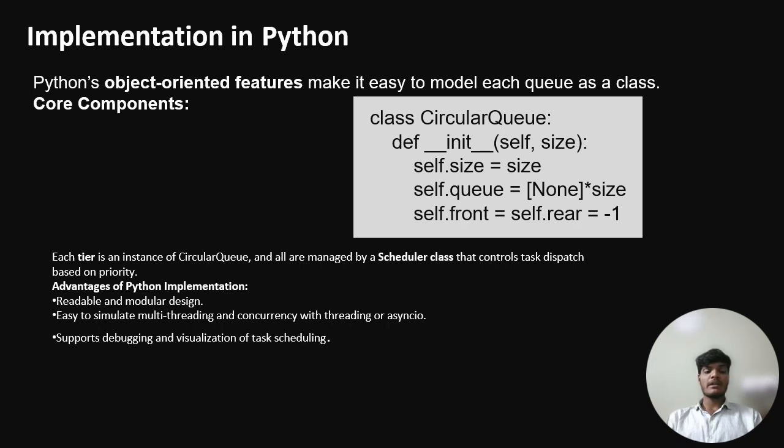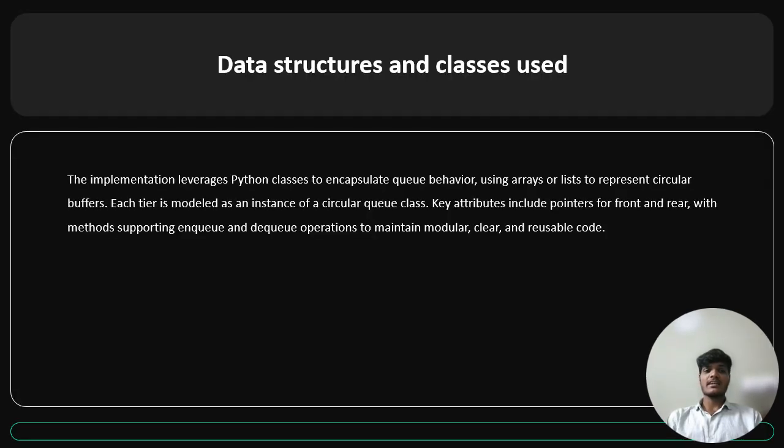Advantages of Python implementation: readable and modular design, and it is easy to simulate multi-threading and concurrency with the threading module. It also supports debugging and visualization of task scheduling. So these are some of the advantages of the Python implementation. Next, data structures and classes used.